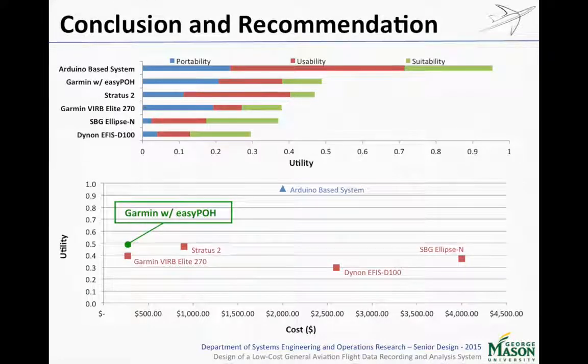If we give this system to pilots to use for free, we can increase the utility by 0.1 without increasing the cost of the Garmin. And this adds a ton of benefit to these pilots. It doesn't take out all the manual processes involved in determining aircraft characteristics, but what it does do is give them a good start, and it gives them a good start at a very low cost.